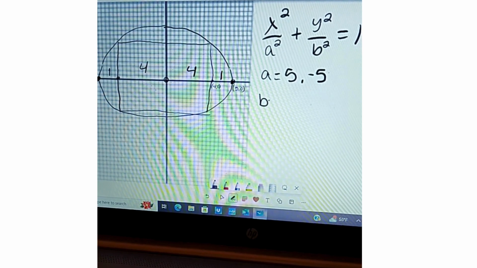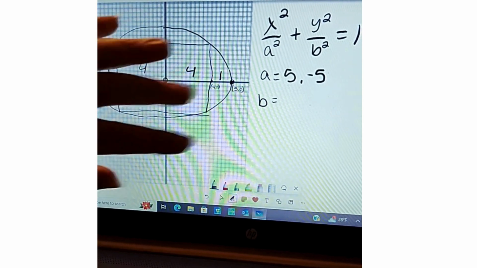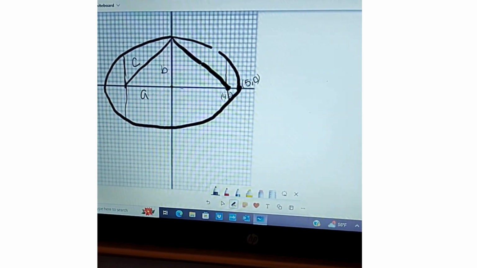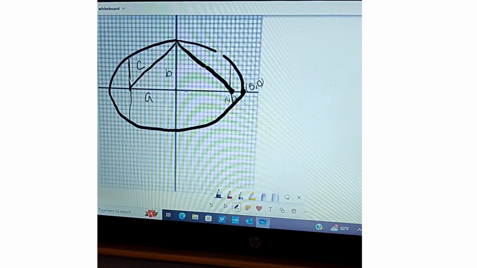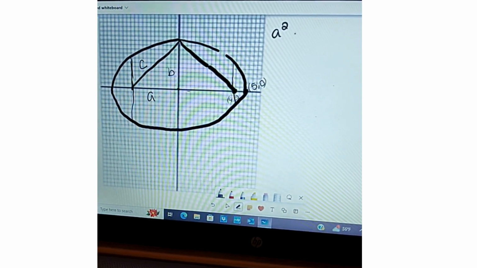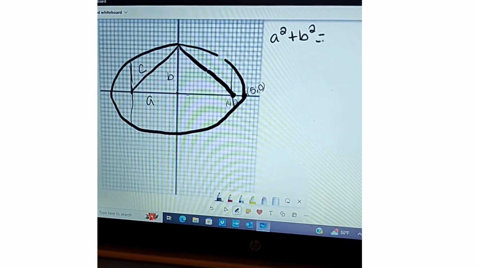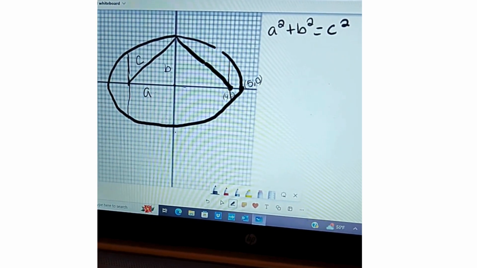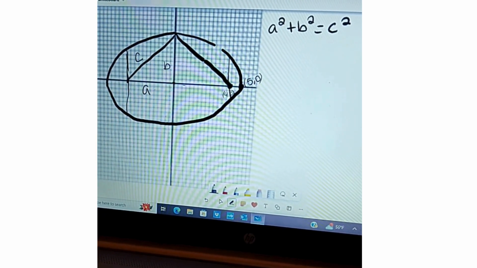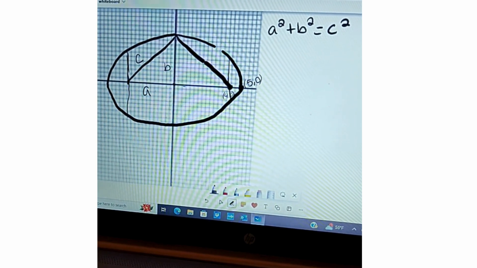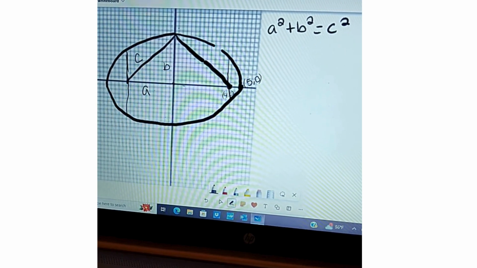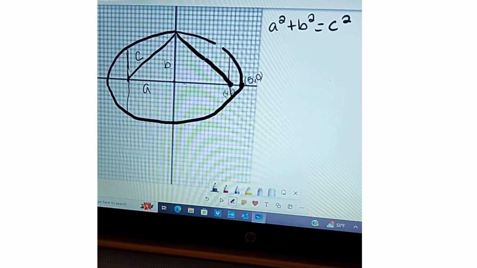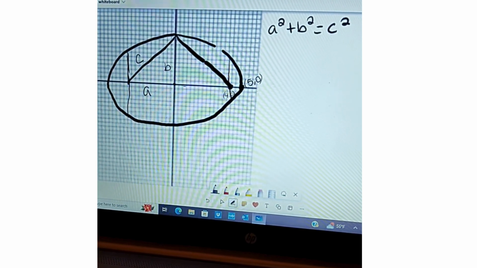Now that we have our a, for our b we're going to have to look at a different graph. We're actually going to be using the Pythagorean theorem. What is the Pythagorean theorem? a squared plus b squared equals c squared. So this is the graph that I made. It's supposed to look like the rectangle inside of the ellipse, but it's kind of messed up. This is the top of it, and these are the sides, which come to 4, and this is the part where it's outside.